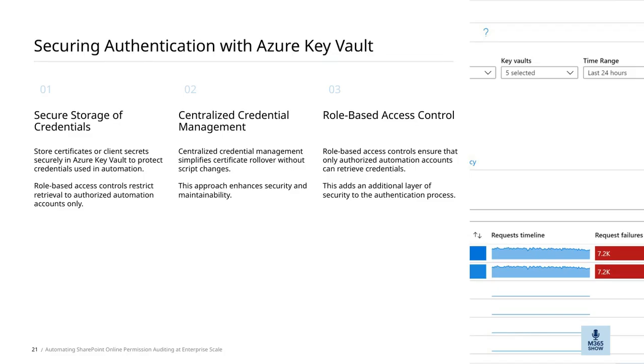Let's talk about role-based access controls and how they enhance security. Essentially, these controls make sure that only authorized automation accounts can access the credentials stored in Azure Key Vault. This means we're adding an extra layer of security to our authentication process, ensuring that no one else can retrieve sensitive information.